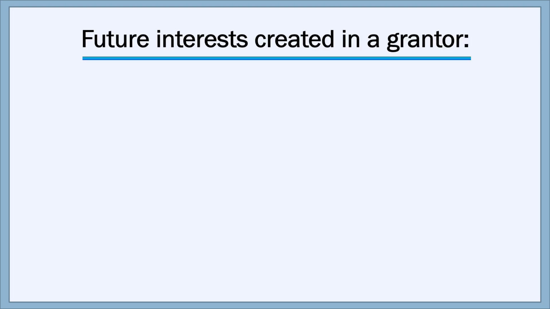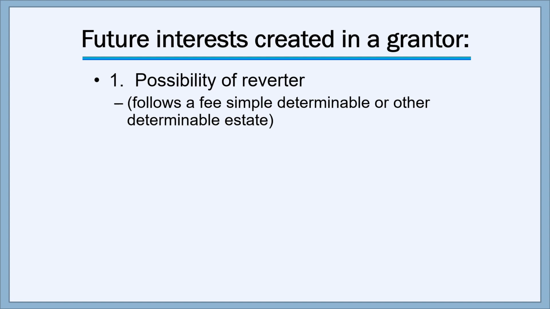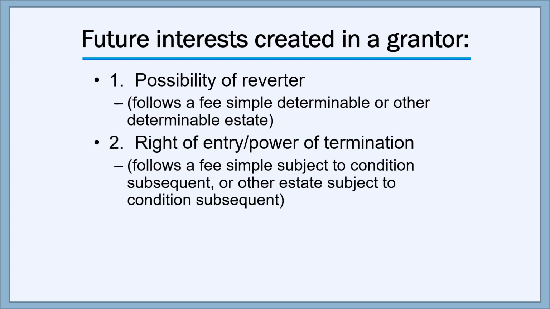We're going to focus for a few minutes on the future interests that are created in a grantor. Those are the first category that we talked about on the previous slide. There are 3 of them, as we mentioned, so let's list them. The first one is called a possibility of reverter, and it always follows and has to follow either a fee simple determinable or some other determinable estate. Usually it's a fee simple determinable estate, but it could be a life estate that's determinable or a leasehold that's determinable. The second is the right of entry or power of termination.